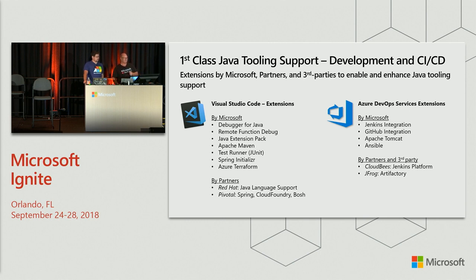We also have Azure DevOps Services extensions that integrate with Jenkins, with GitHub, Apache Tomcat, and other DevOps tools. So as I mentioned before, you don't have to give up your tools when you want to work on Azure. Azure DevOps is really good for a couple things. Number one, free private Git repos. So you don't have to pay for them like you do on other Git providers, like GitHub or GitLab or others.